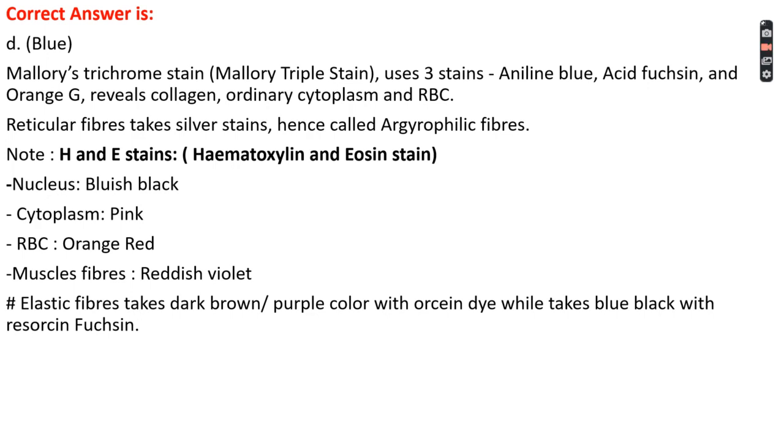Okay, reticular fiber actually takes silver stain. Therefore, it is also known as argyrophilic fiber. Okay, argyro stands for silver, and philic means love. Okay, and note that with H and E stain, which is hematoxylin and eosin stain, the nucleus takes bluish black color, cytoplasm takes pink color, while RBC takes orange red color. Okay, while muscle fibers take reddish violet color with H and E stain. Okay. There is another thing, that elastic fibers take dark brown purple color with orcein dye, while they take blue black color with resorcin fuchsin dye.